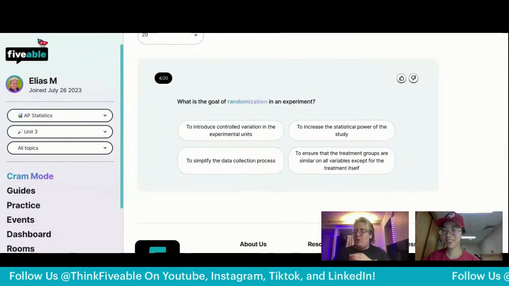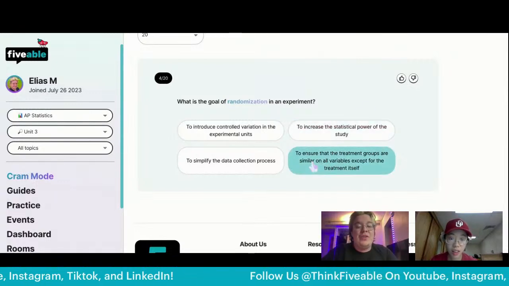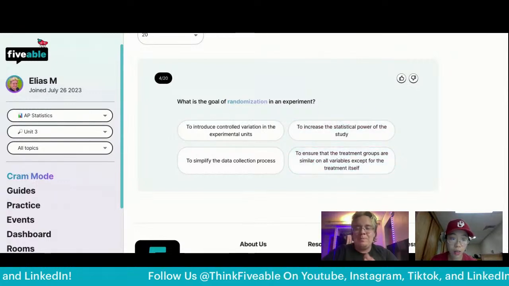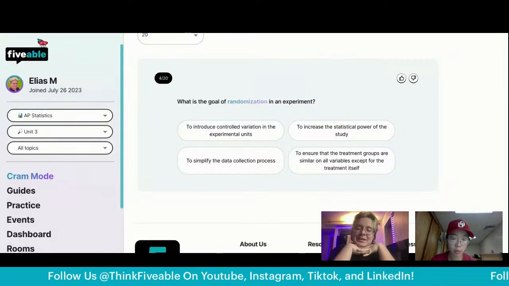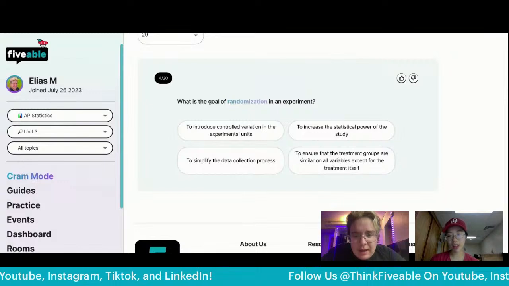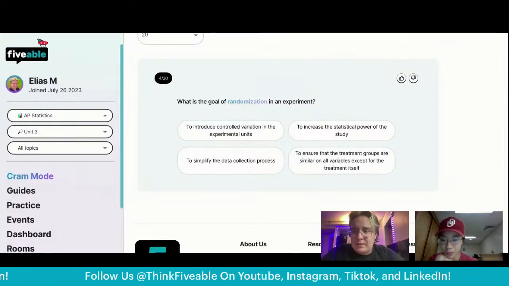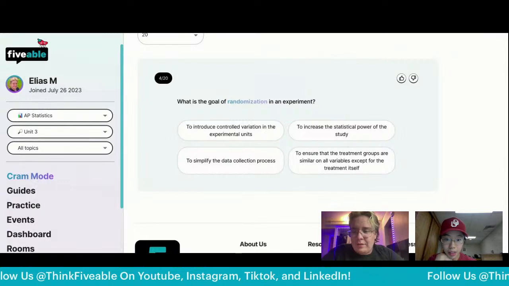And I find the bottom right one weird: "To ensure that the treatment groups are similar on all variables except for the treatment itself." No, I think that one's right, because the goal of randomization is that the groups are mostly similar. I think it's supposed to be to increase the statistical power of the survey.